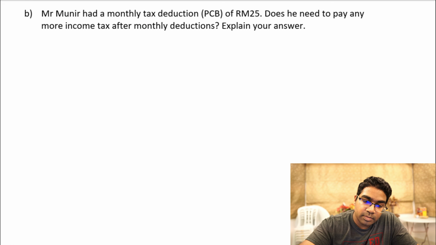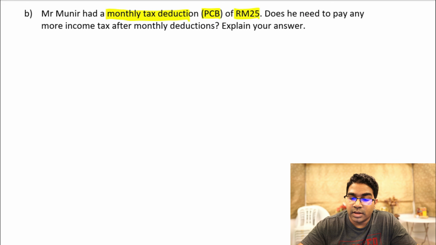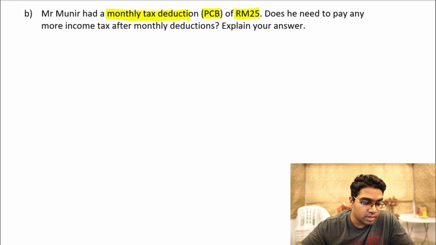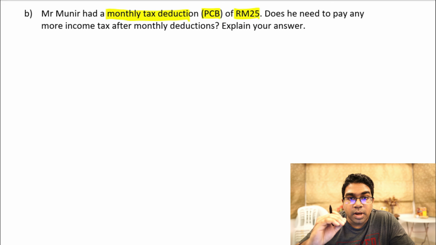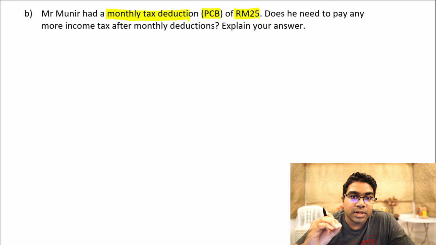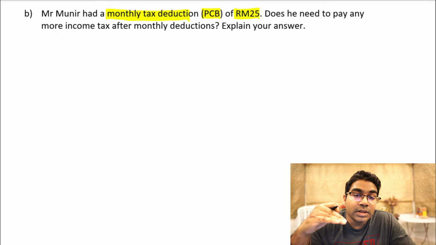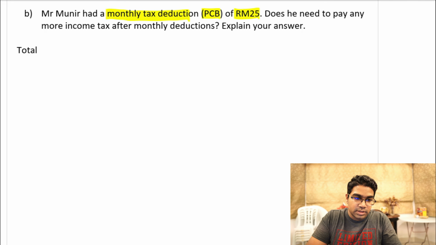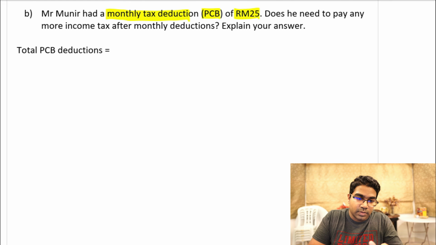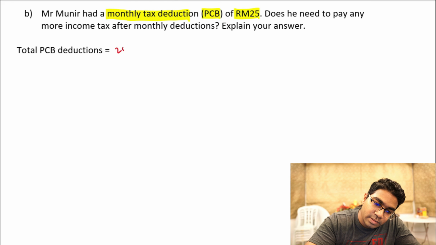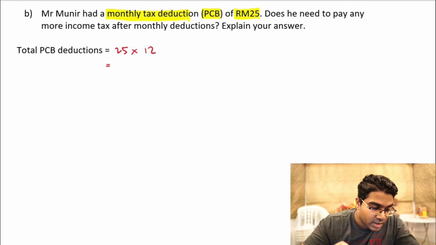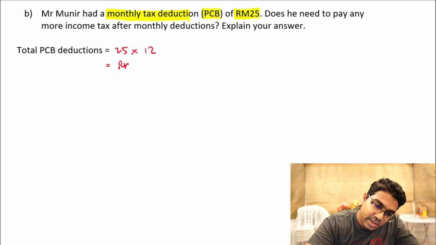Mr. Munir had a monthly tax deduction, PCB, of 25 ringgit. Does he need to pay any more income tax after monthly deductions? Explain your answer. For this part of the question, monthly tax deduction is the amount that is taken away every month. And so first we calculate the total PCB. So total PCB deduction equals to 25 ringgit times 12 months for a year. And so this amount is 300 ringgit.